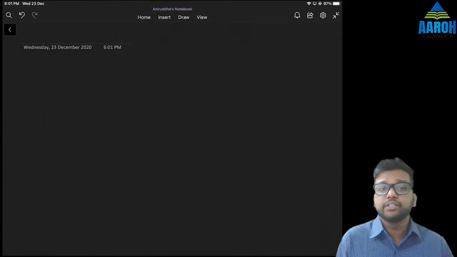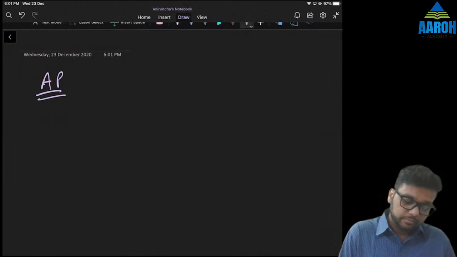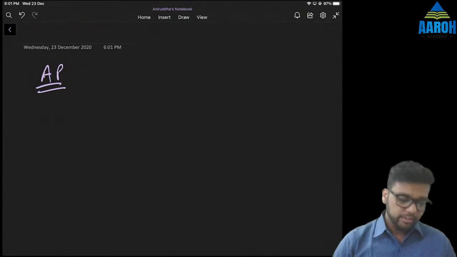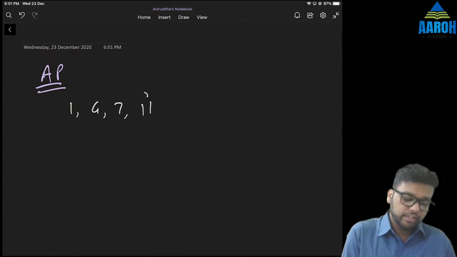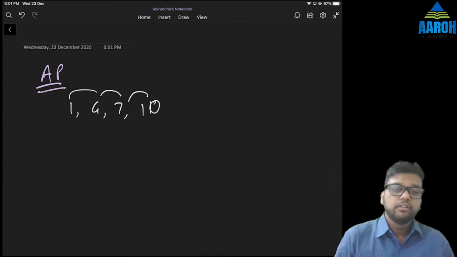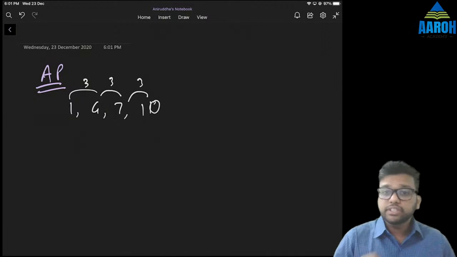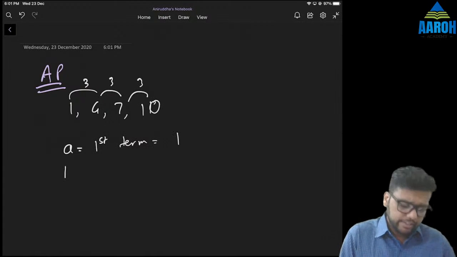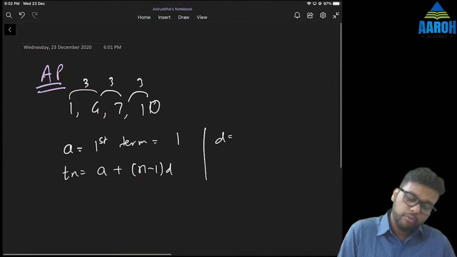So let's start with the first exercise of sequence and series, which is related to AP, arithmetic progression. Let's revise all the basic formulas first. AP is a sequence where the difference between consecutive terms is the same. For example 1, 4, 7, 10 and so on, where the difference between each term is 3. The first term of AP is called A, which is 1 here, and the nth term is Tn, denoted by A plus n minus 1 into D, where D is the common difference.